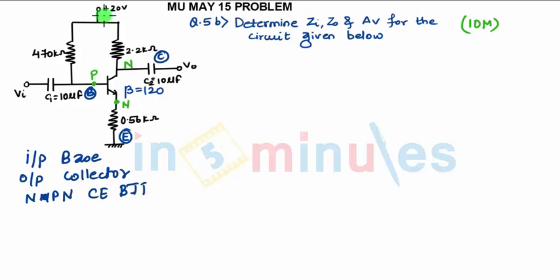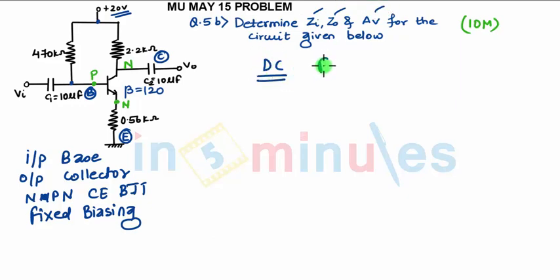Which type of biasing? We are taking the biasing from a fixed voltage of 20 volts, so it is a fixed biasing type circuit. They have asked you to find Zi, Zo and voltage gain. For DC analysis, the same steps we followed for fixed biasing will be followed over here, right? So this is the minor change.